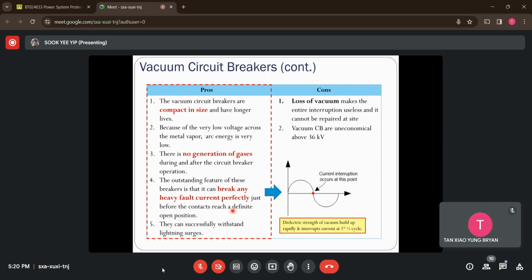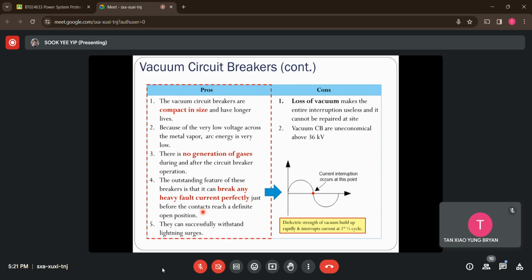Why it has these amazing features is because of this. Let's say this is a current waveform for the AC system, right? Whenever the current reaches this zero point here, it will build up the dielectric strength of the vacuum much faster. So at this moment, when the dielectric strength has built up, the fault current is already isolated since the arc has been eliminated. That's how it's able to achieve this. It breaks the fault currents before the contacts even fully open.